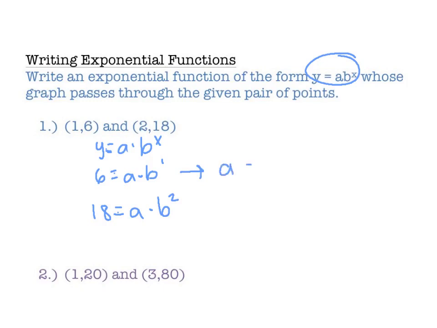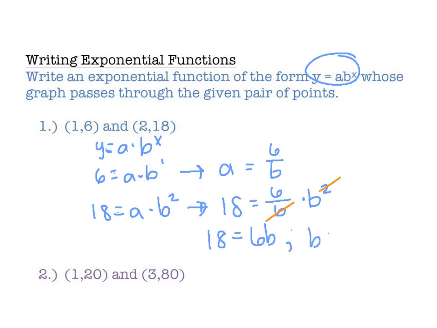So a would be equal to 6 over b. Then I could rewrite this equation as 18 is equal to 6 over b times b squared. I can cancel out a b, and I'm left with 18 is equal to 6b, and b would be equal to 3.